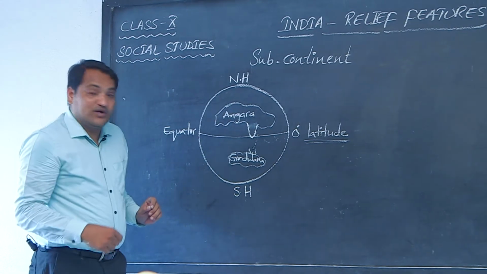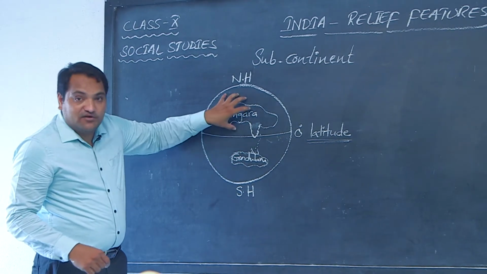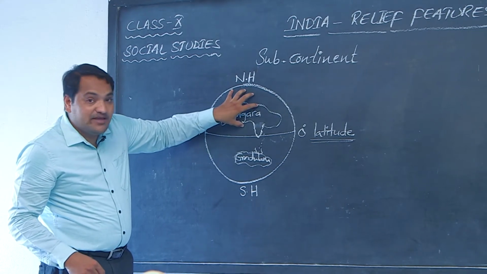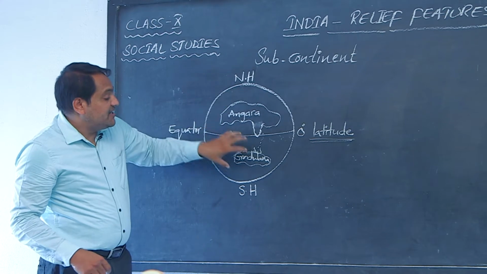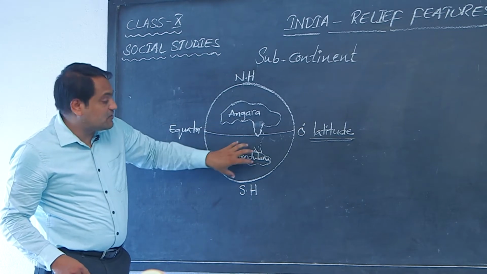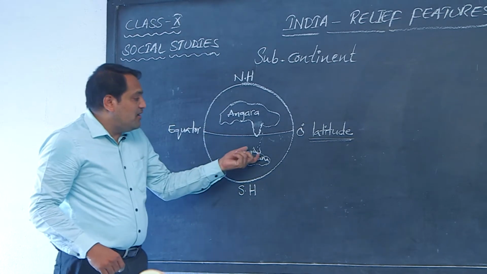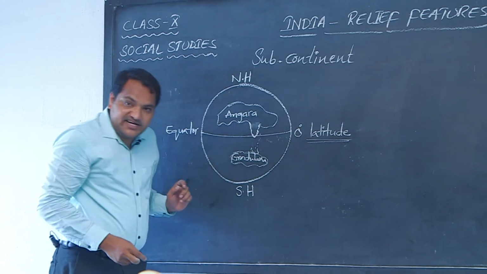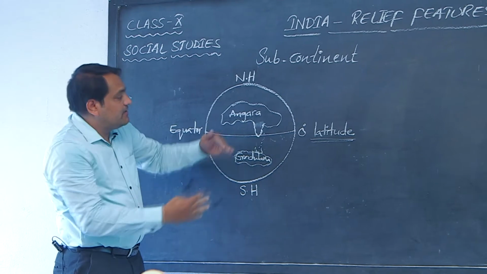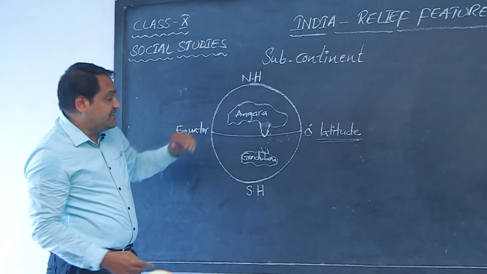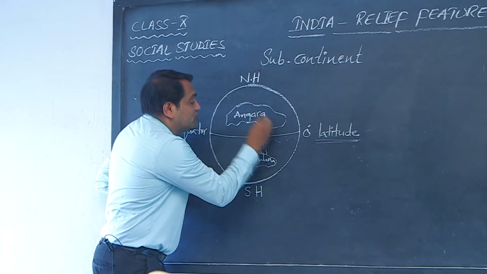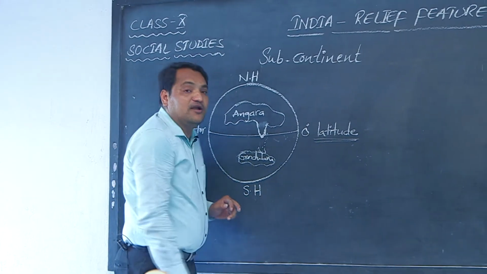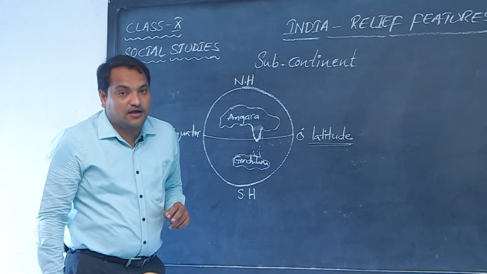Please, let me tell you once again, there were two pieces of land 200 million years ago. The mass of land in the northern hemisphere is called Angara and the mass of land in the southern hemisphere is called Gondwana. A small piece of land from Gondwana kept on moving in the northern direction. It collided with the Angara lands and formed into a peninsula. This peninsula is called the Indian Peninsula.